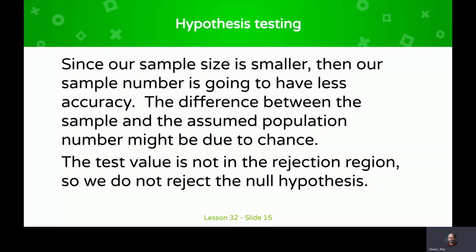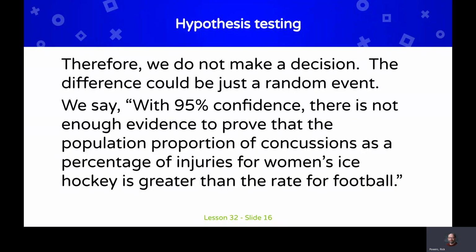Since our sample size is smaller, then our sample number is going to have less accuracy. The difference between the sample and the assumed population number might be due to chance. The test value is not in the rejection region, so we do not reject the null hypothesis. Therefore, we do not make a decision. The difference could be just a random event. We say with 95% confidence, there is not enough evidence to prove that the population proportion of concussions as a percentage of injuries for women's ice hockey is greater than the rate for football.